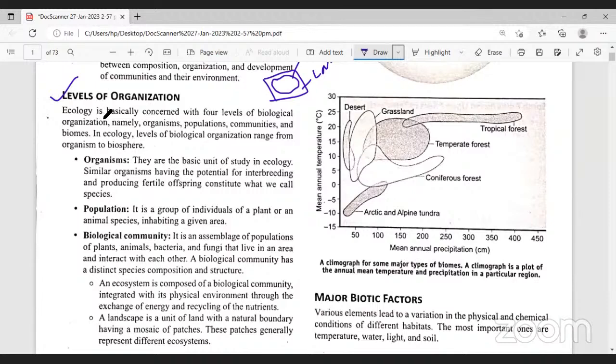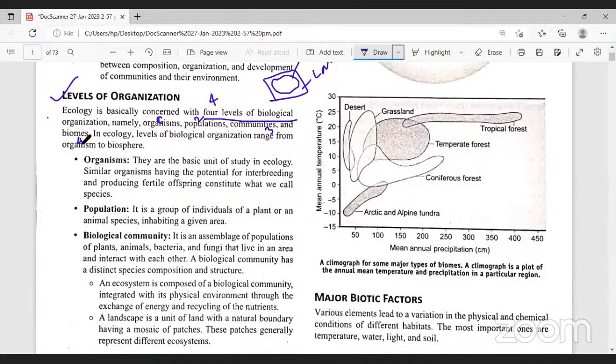See that one? Ecology is basically concerned with the four levels of biological organization. So how many levels have they mentioned here? The four levels have been reported, isn't it? What are they? One is called organisms. Second one is called population. Third one is called communities, and the fourth one is called biome. So these are the four levels that have been classified.